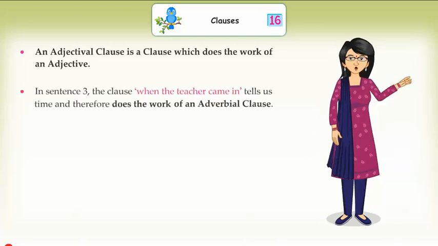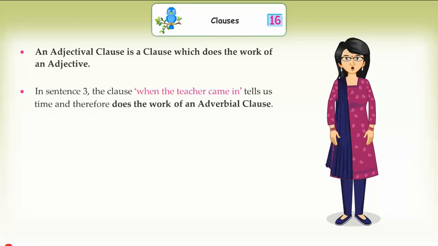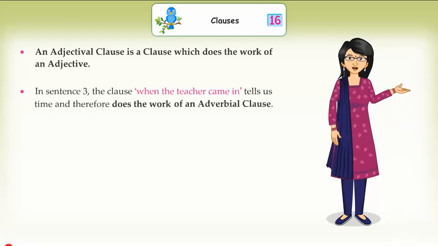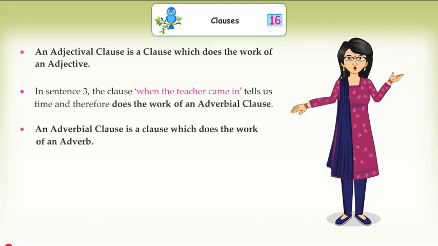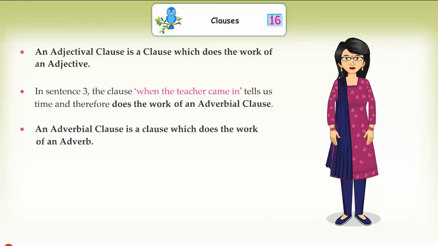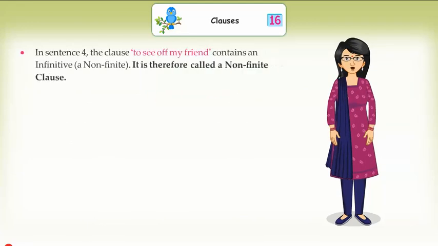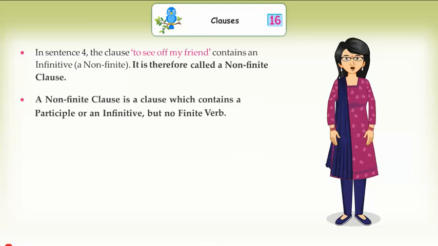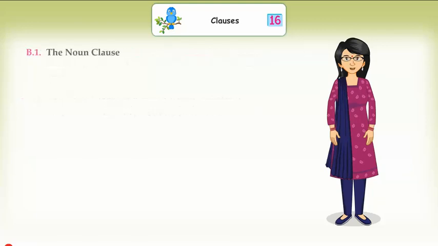In sentence 3, the clause "when the teacher came in" tells us time and therefore does the work of an adverb. It is an adverbial clause. An adverbial clause is a clause which does the work of an adverb. In sentence 4, the clause "to see off my friend" contains an infinitive, a non-finite. It is therefore called a non-finite clause. A non-finite clause is a clause which contains a participle or an infinitive, but no finite verb.